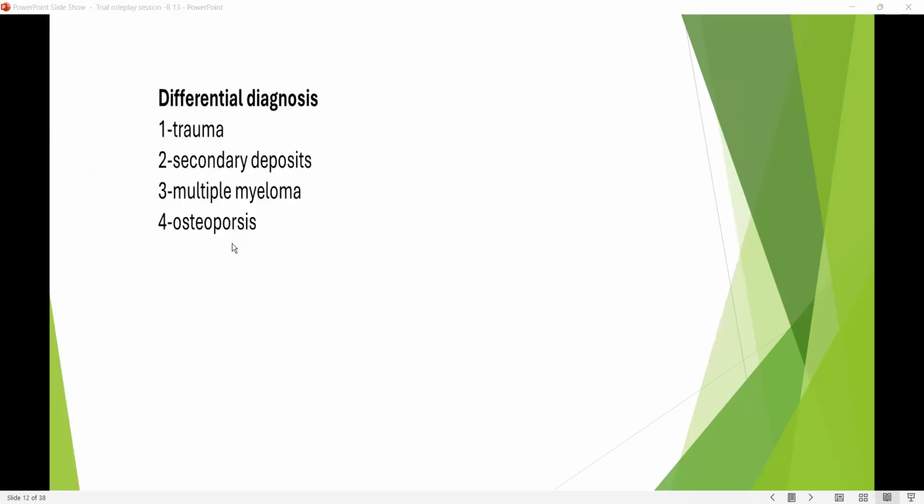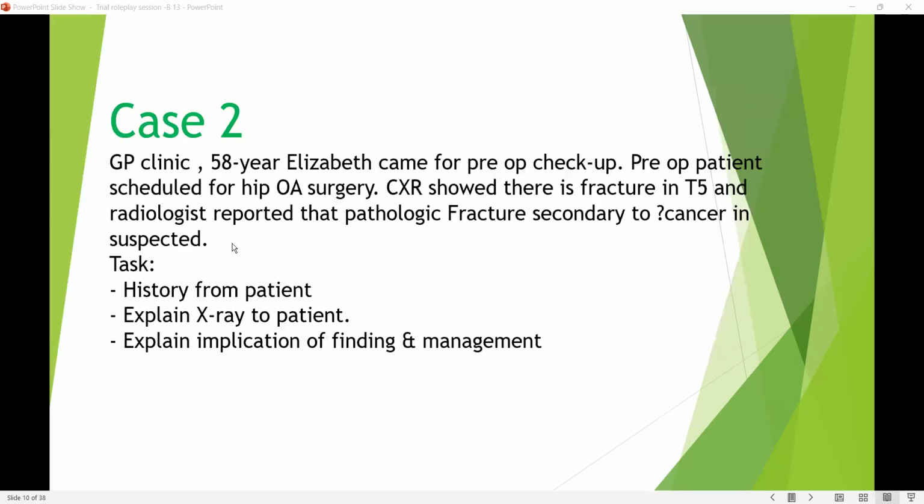You have to mention the implication. So explain the implication of the findings. Your findings were pathological fracture. You are not going to talk about hip osteoarthritis surgery. Your task was to explain the implication of the finding. So you got pathological fracture and you are suspecting cancer. So you need to explain what happened or what complication can happen. Okay.